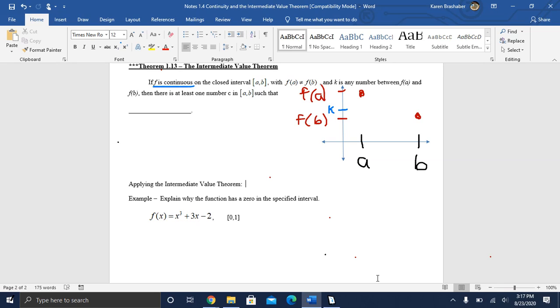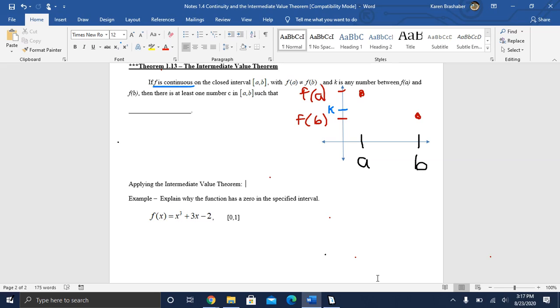And the only condition is that those 2 points can't be horizontal to each other. They cannot have the same y value. So make sure that the 2 points that you put on do not have the same y value. And then go ahead and label those as f of A and f of B. And that would be on the y-axis.